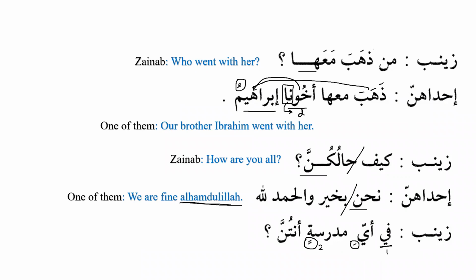How do we know it is mudaf ilayh? Because we have learned in the previous lesson that ayyu is used as special mudaf. Ba'du and ayyu, they are used as special mudaf. That's why madrasatin is mudaf ilayh, and antunna, you all, ladies. So Zainab says, in which school are you?